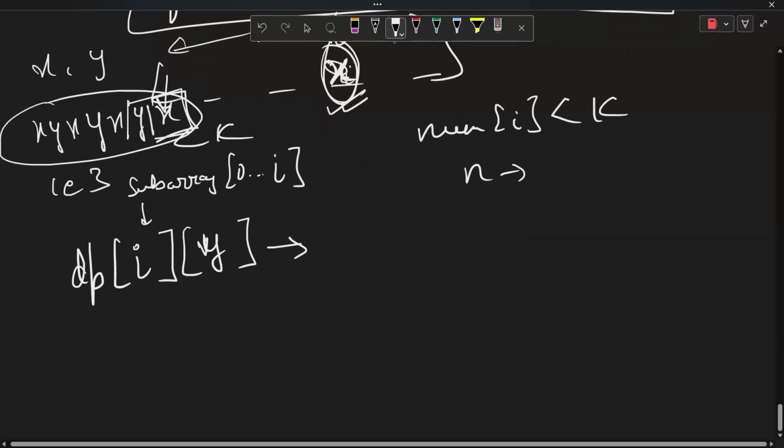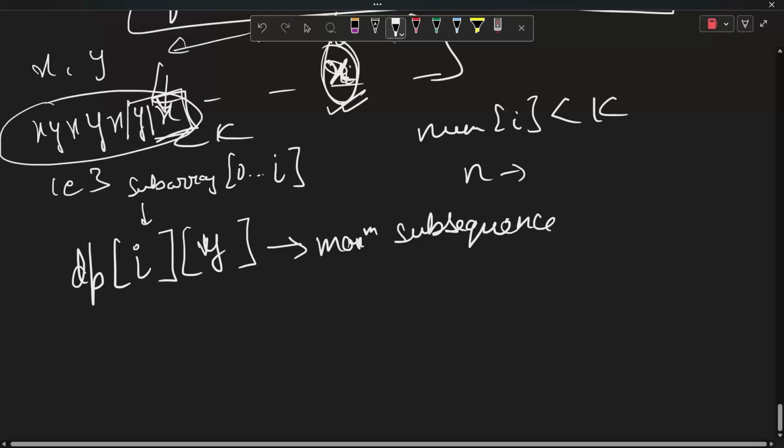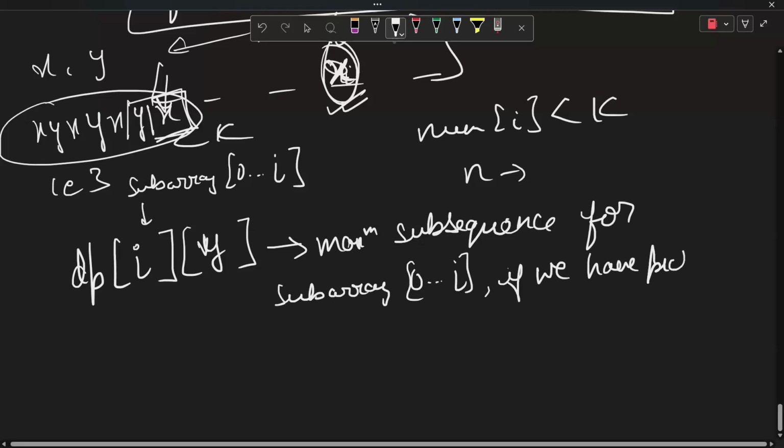So what does this state represent? It represents my maximum subsequence. That's what we need to find, the maximum subsequence for the whole array. So the DP state would also be a maximum subsequence. It's basically our answer for the subarray 0 to I. For this subarray from 0 to I, I'm fixing that we have definitely picked the ith index.